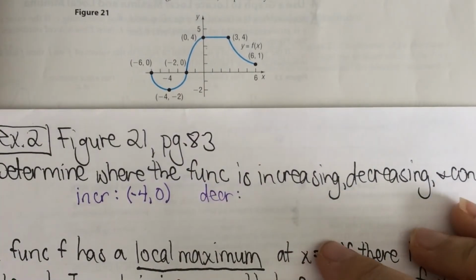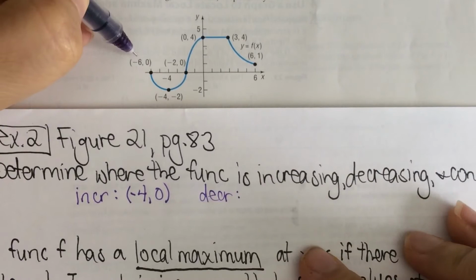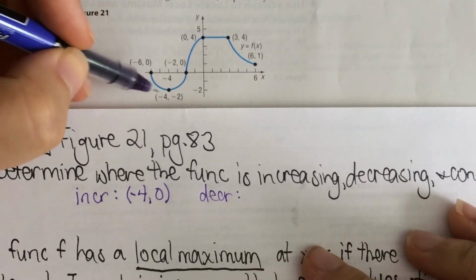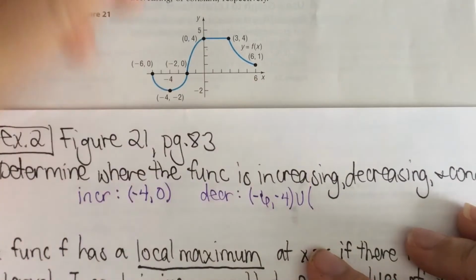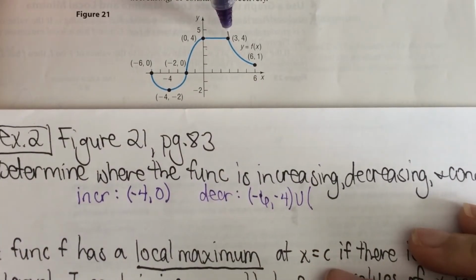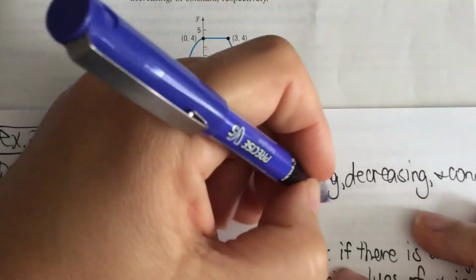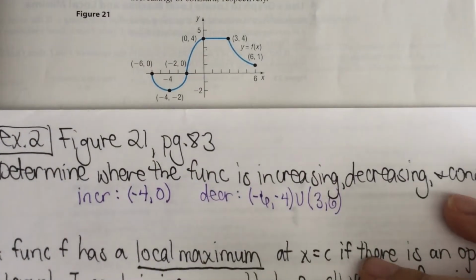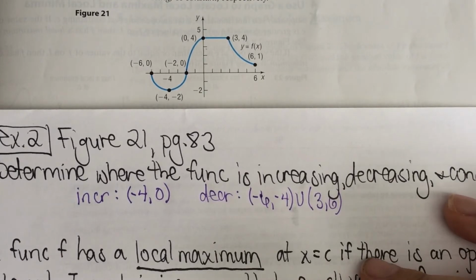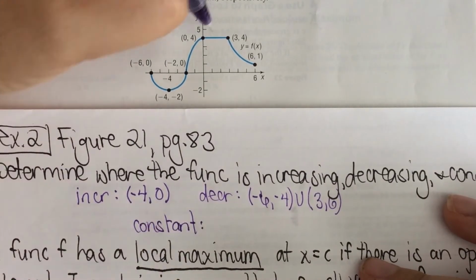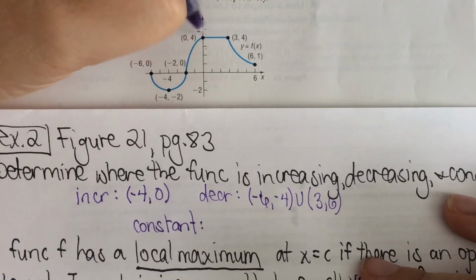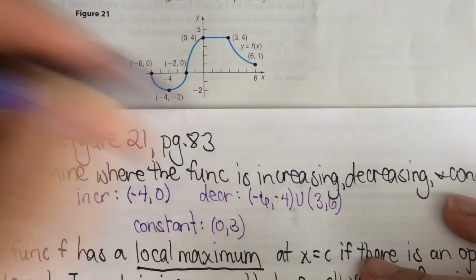Decreasing, so I want to know where it's going down. So it's going down from x equals -6 to x equals -4. Also, together with union, from x equals 3 to x equals 6. So notice that these are x values. When we use the word where, that's always going to be an x value. And then it's constant, meaning it's not increasing or decreasing, between x equals 0 and x equals 3. Okay? All right, so let me move this out of the way.